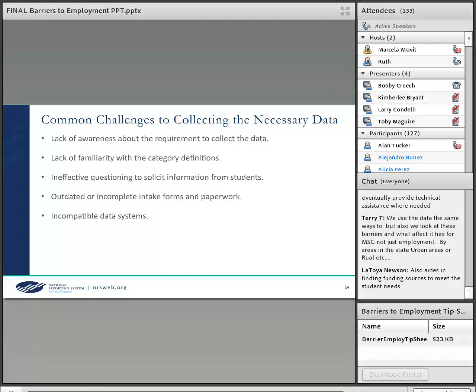But a few that we came across are lack of awareness about the requirement to collect the data. Some programs may not be collecting data on barriers to employment because they don't understand that there's this current requirement to do so. It's a relatively new mandate, and some programs just may not have adopted the practice yet in full. There could be lack of familiarity with the category definition of the barriers to employment because they are complex. There's lots of features to each of them, and if staff are not provided with or aren't familiar with the full descriptions, they may not recognize when a student says something that reveals that they fall in one of the categories. For example, the low-income barrier to employment covers many eligibility conditions, and some could be overlooked by a staff member if they're just not familiar with what goes under that category.